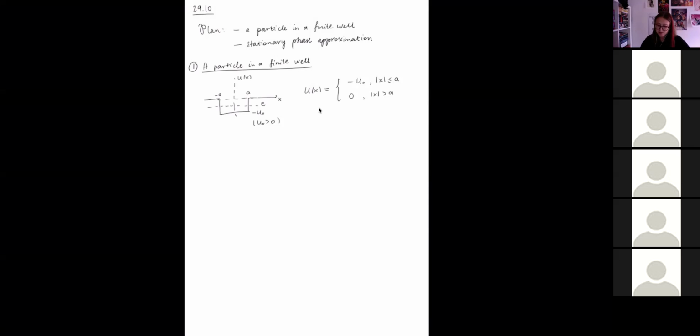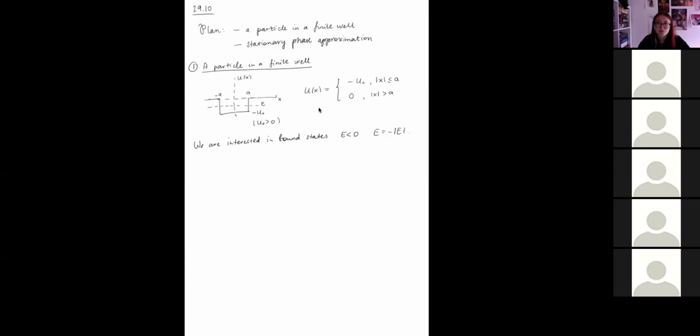And for this problem, the states that we are interested in are bound states, the states for which the energy is less than 0. So E less than 0. Because we know that E is less than 0, we can already denote E as minus modulus E.